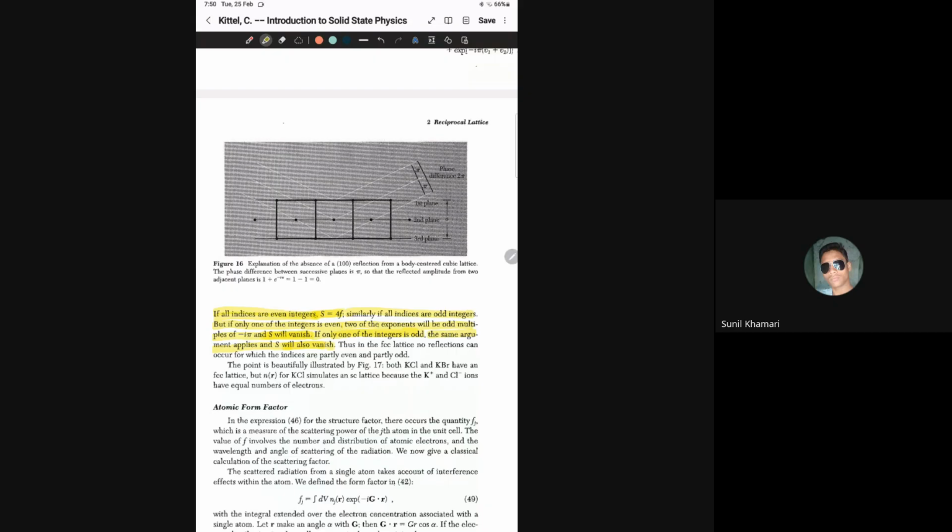Thus, for the FCC lattice, no reflection can occur for which the indices are partly even and partly odd. So only when all are even will S be equal to 4f. So these conditions are different: BCC has different conditions, FCC has different conditions, simple cubic has different conditions. Conditions on what? Conditions on H, K, and L.